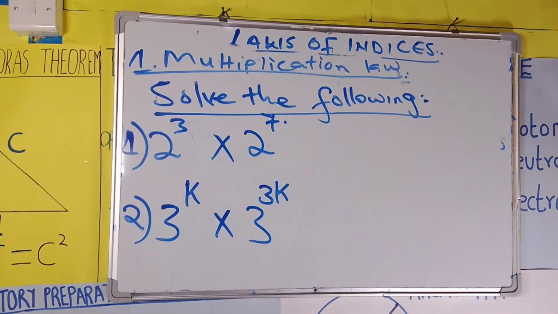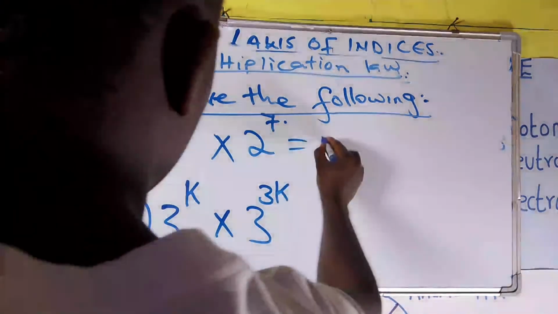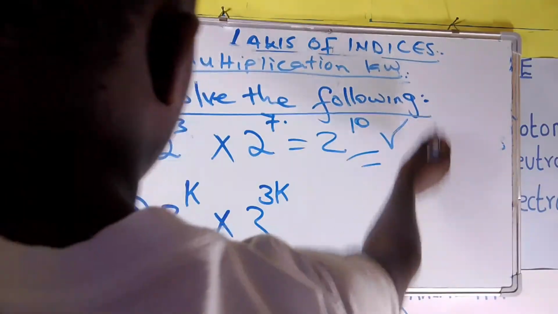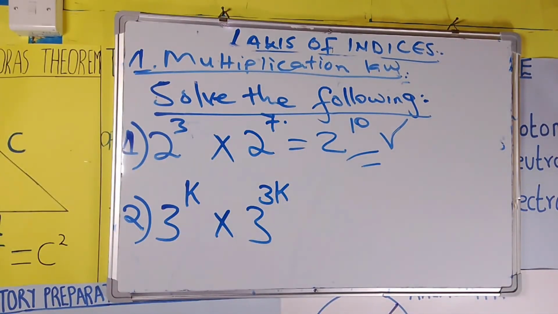Base 2 power 10. That is Catherine, correct. This one is equal to base 2 power 10. The next one, Rahab Wambui, Jerry Jogona, 2 power 10, correct. I can see everybody is in.